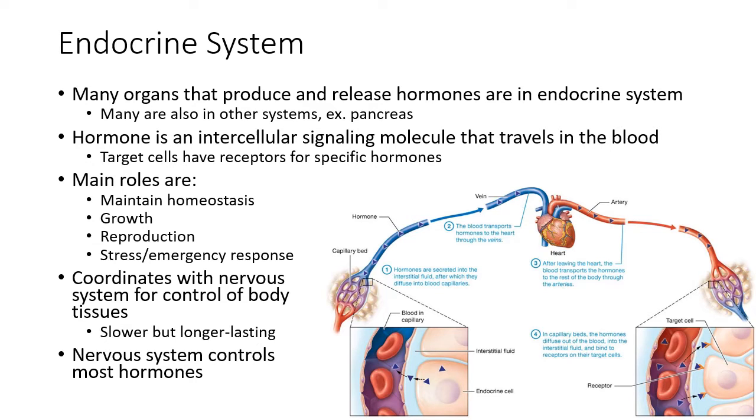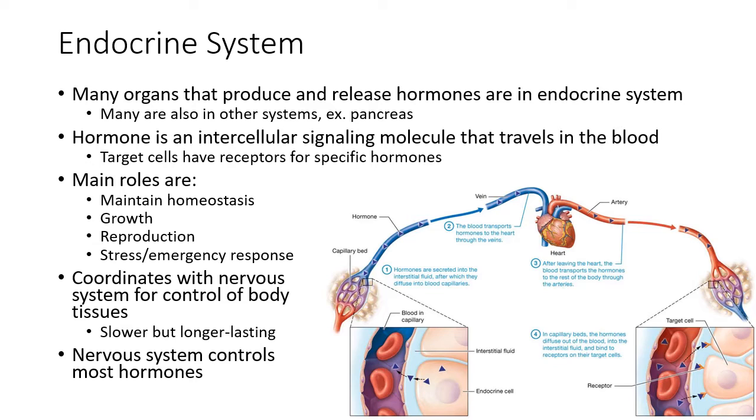So when the nervous system, for instance, when the sympathetic nervous system activates, all of the target cells respond very quickly because action potentials are traveling quickly along those axons. Even the ones that are not myelinated, it's still pretty fast.